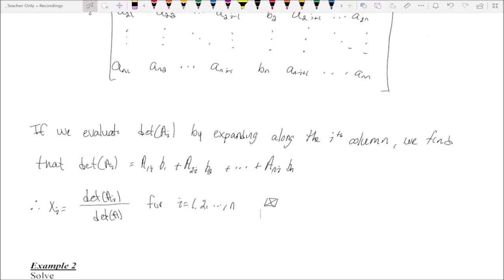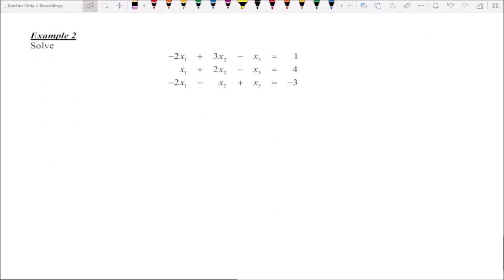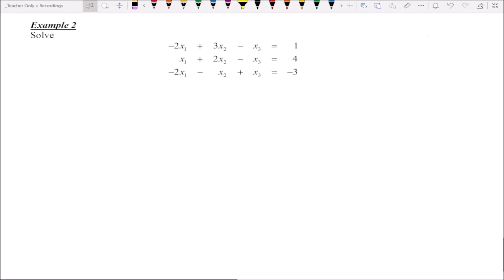And now let's actually do an example using Cramer's rule. So we're going to solve this system here. First thing, let's write out our coefficient matrix A. That'll be negative 2, 3, negative 1, 1, 2, negative 1, negative 2, negative 1, 1. And let's also write out our constant vector b, which is 1, 4, negative 3.